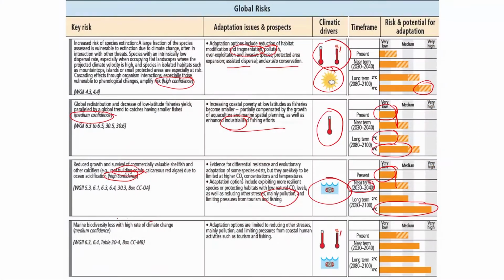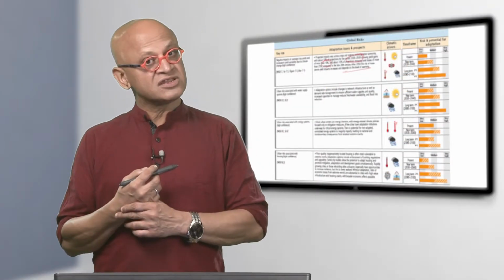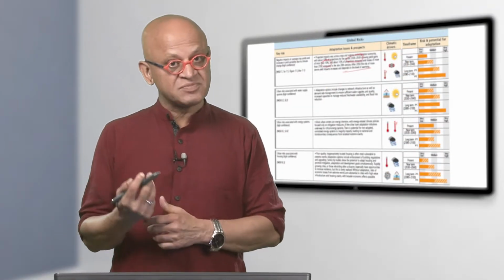Marine biodiversity loss with high rate of climate change. As I said, it is not just how much it warms that is important, but how fast it warms. That determines how many species can really adjust. So, adaptation options are limited to reducing other stresses like pollution or limiting pressures from coastal activities such as tourism and fishing. One thing that is not discussed here is the disease pressure.